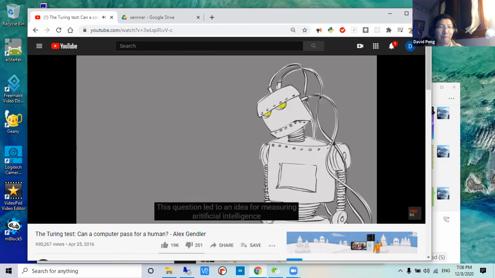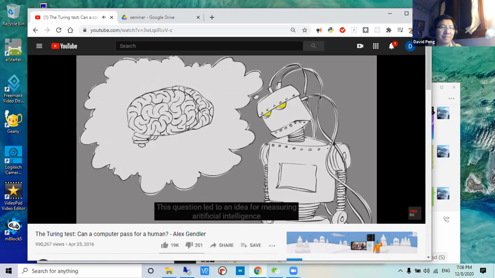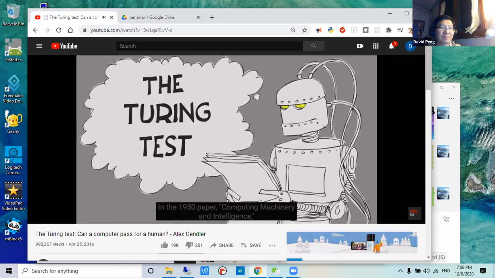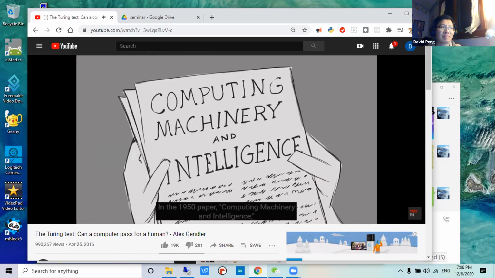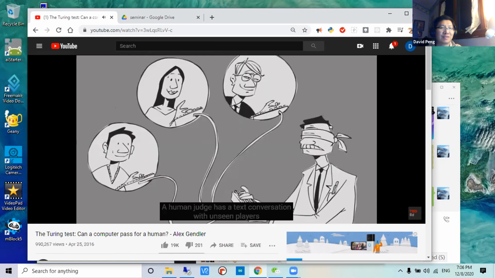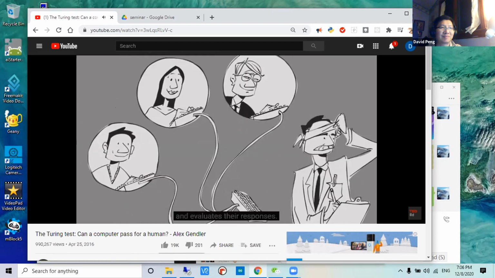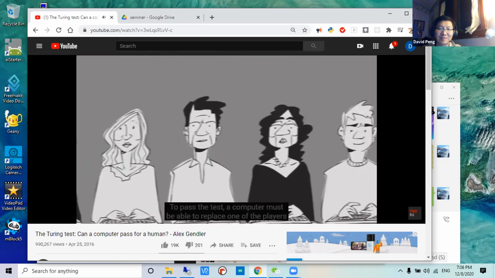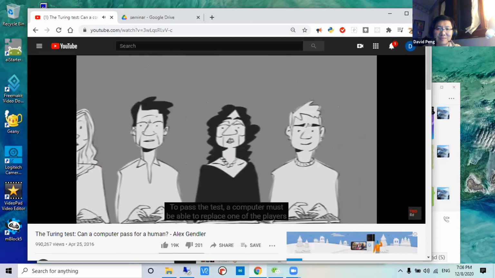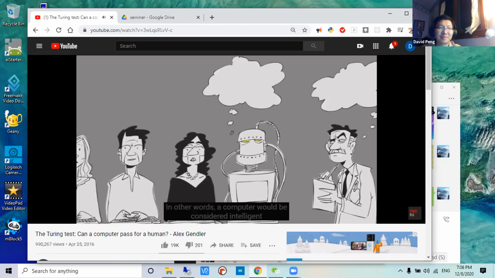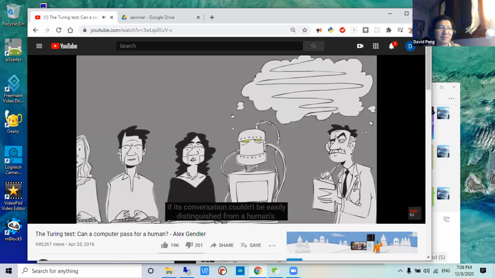This question led to an idea for measuring artificial intelligence that would famously come to be known as the Turing test. In the 1950 paper, Computing Machinery and Intelligence, Turing proposed the following game. A human judge has a text conversation with unseen players and evaluates their responses. To pass the test, a computer must be able to replace one of the players without substantially changing the results. In other words, a computer would be considered intelligent if its conversation couldn't be easily distinguished from a human's.